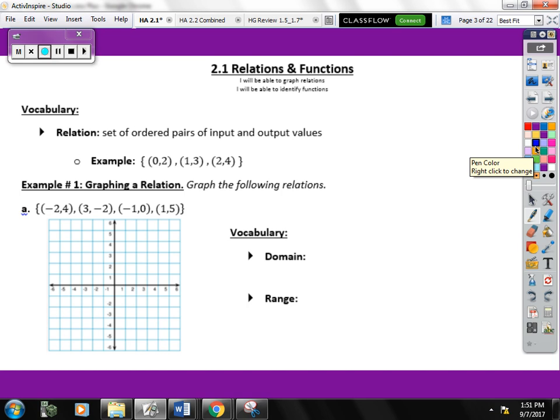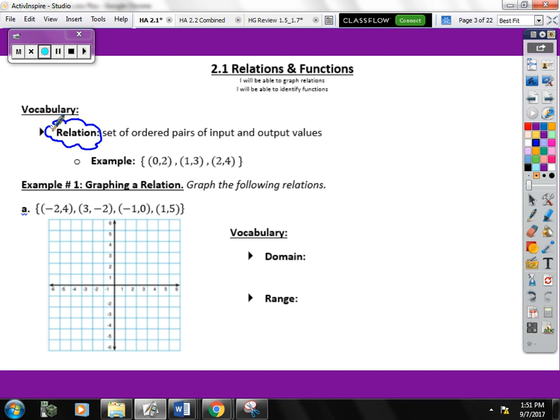So we're going to start off today with something really easy, relations and functions. You should all know this. Those of you that did take the Keystone will probably remember seeing function stuff a lot. Those of you that are going to be taking it, this is heavily on there. It's not hard, but it's on there. So the first vocab word is a relation. Everyone always forgets about the relation because they focus on a function, but a relation is just a set of ordered pairs. That's all it is.